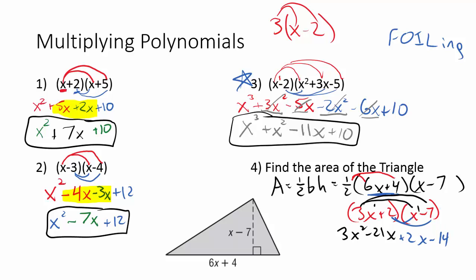So finally, if we combine our like terms here in the middle, we'll bring the 3x squared down. The middle should combine to give us a minus 19x. And on the outside, we'll get a minus 14. And we are done here. So that would give us the area of that triangle in terms of x. So again, the key here is you want to multiply each term in the one parentheses by each term in the other parentheses. After that, check for any like terms and combine.